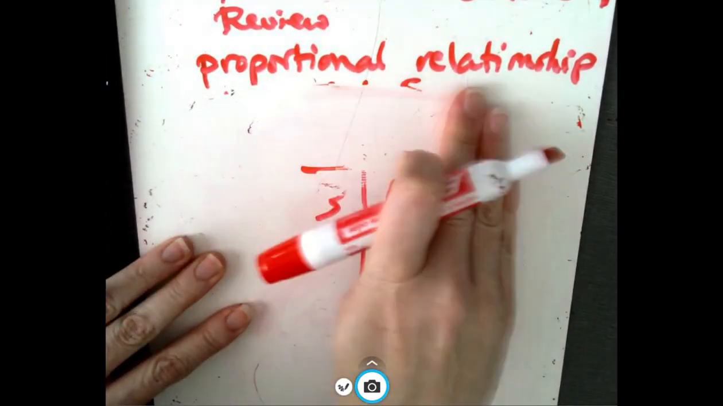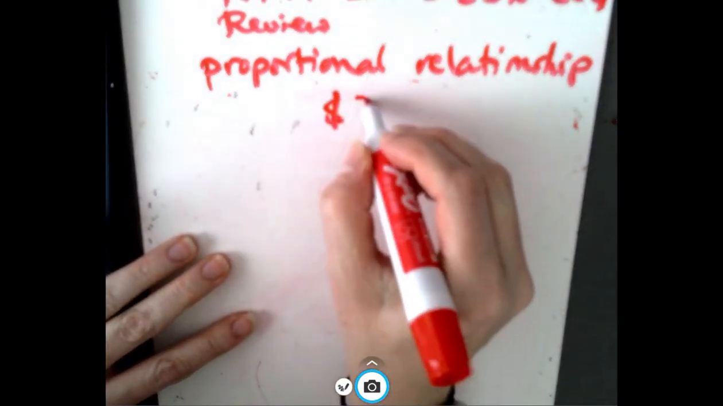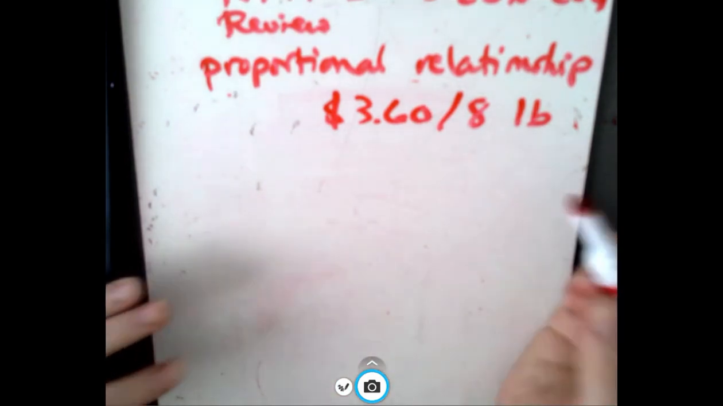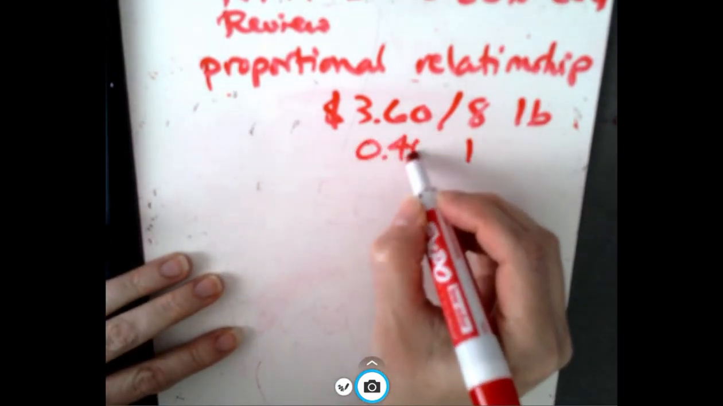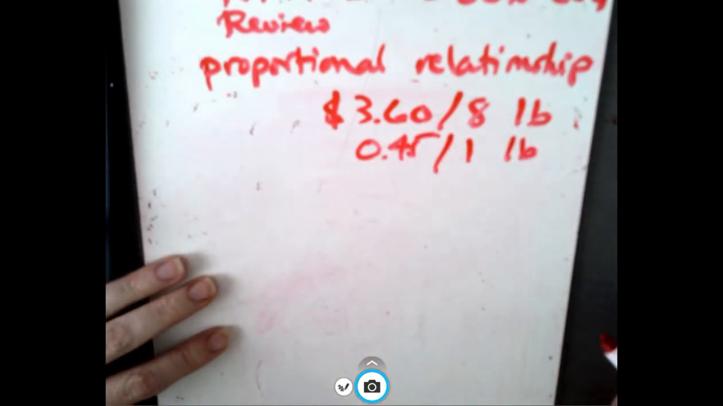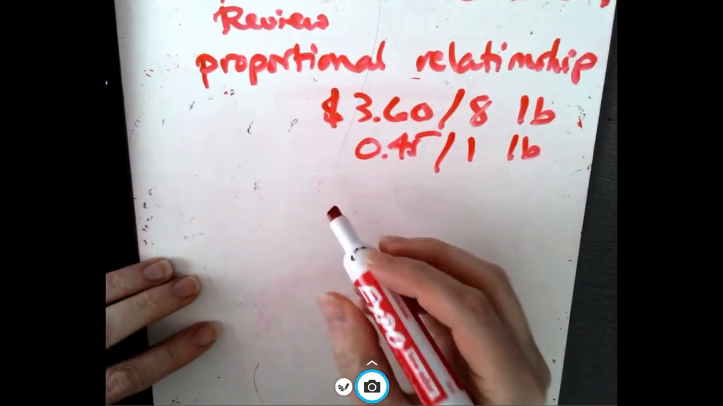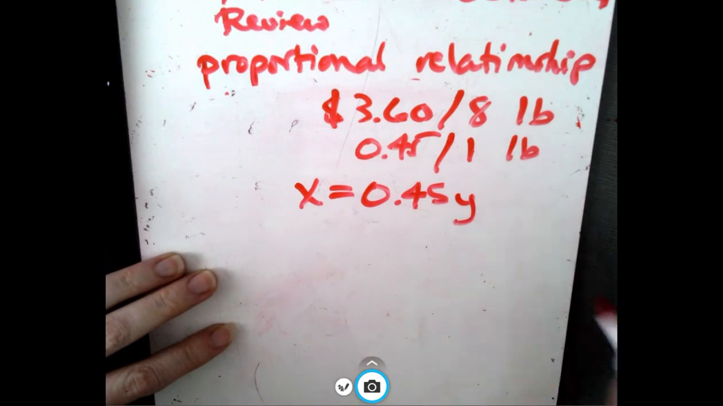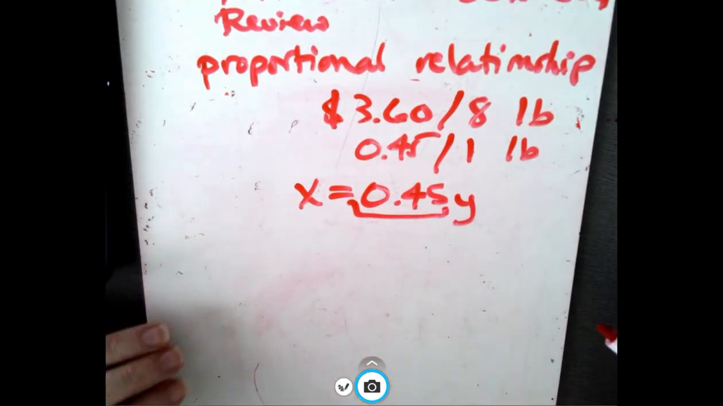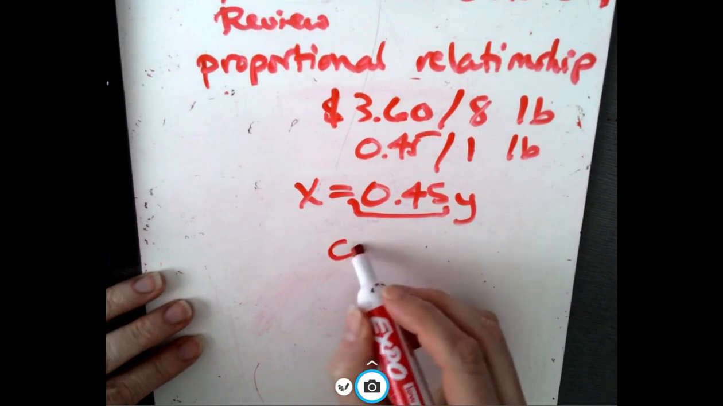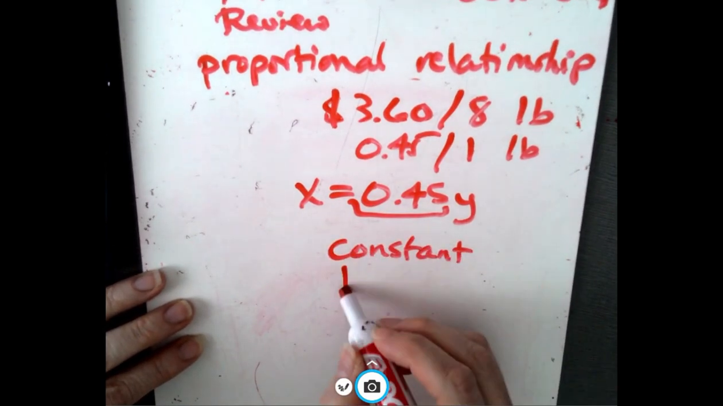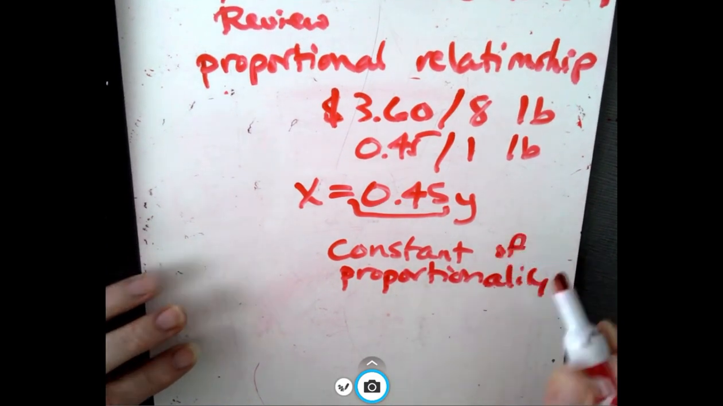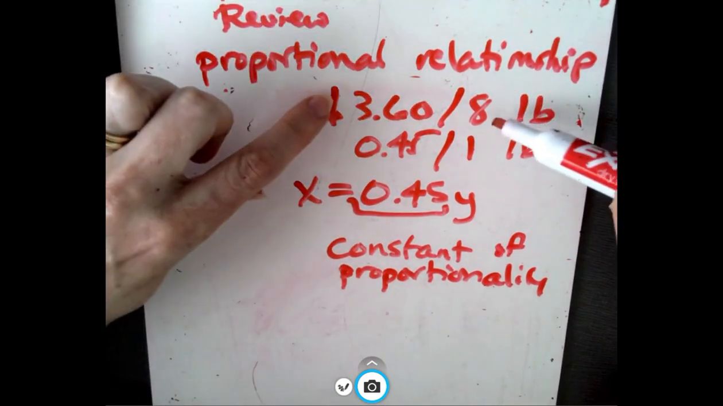So if we go back to, say, the apples problem, where it was 360 for 8 pounds, then what do I do with that when I have my 0.45 and my 1 pound? How do I write an equation? Which is the x and which is the y? Well, let's just do it this way. X equals 0.45y. Now, this right here, the unit rate, is also called the constant of proportionality, right? Because it doesn't change, so it's a constant, and it's proportional.